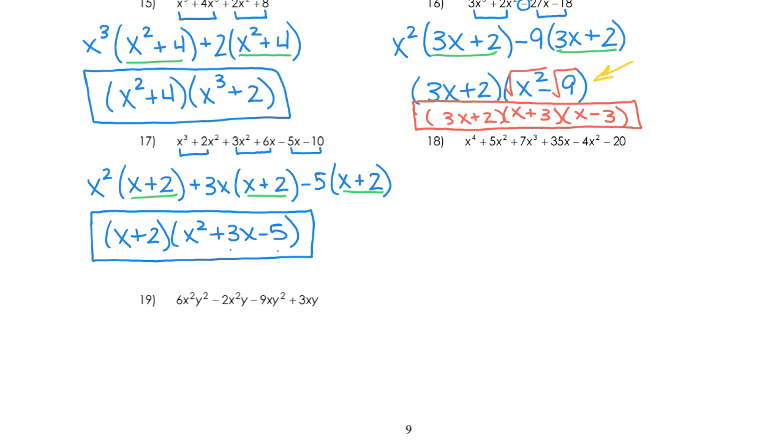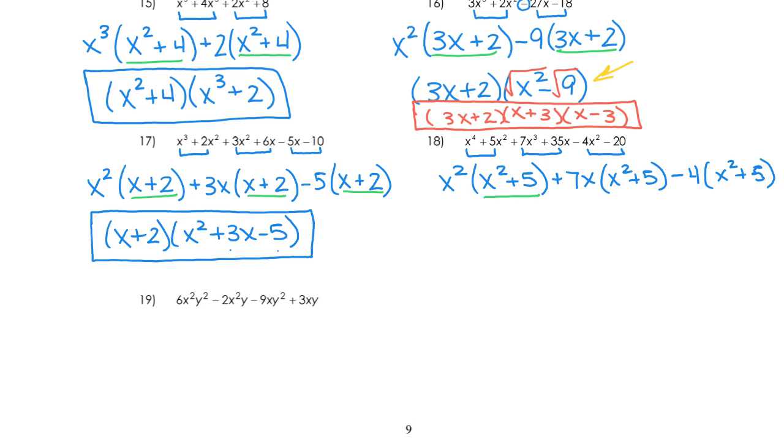All right, number 18. Nothing in common. 6 terms. Should I reorder them? No. Should I combine them? No. Just group them. Out of the first group, we can pull out an x squared, left with x squared plus 5. Out of the second group, a positive 7x. Left over, x squared plus 5. Out of the third group, it has to be a negative 4. Left over, x squared plus 5.